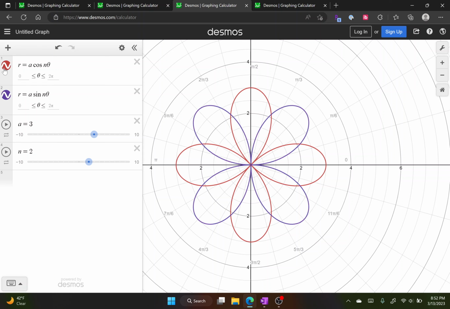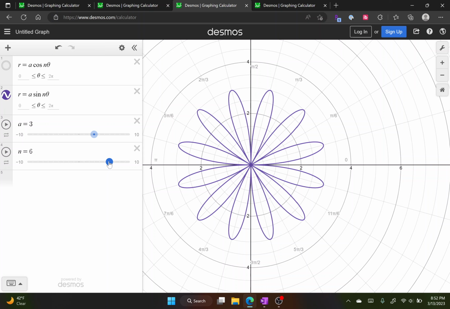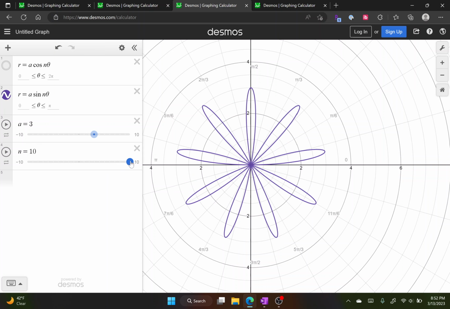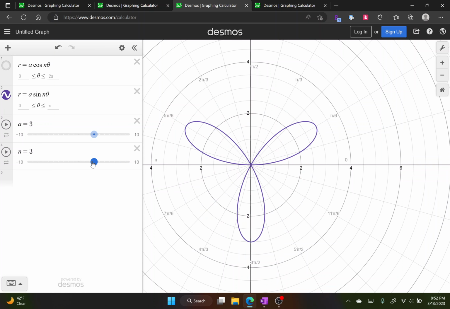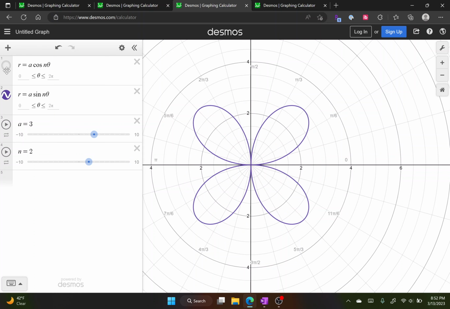The same thing will happen for sine. And that's going to be true when we get up to 4. n's 4, we have 8 petals, and 6, we have 12 petals, and so on. Now, the tricky part here is just identifying which is sine and which is cosine.